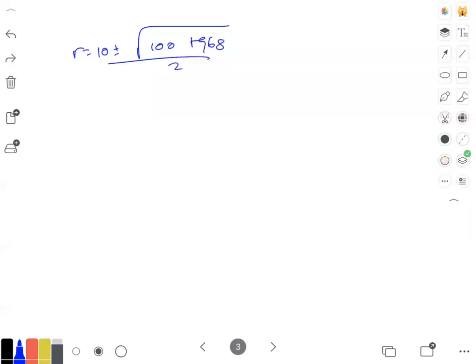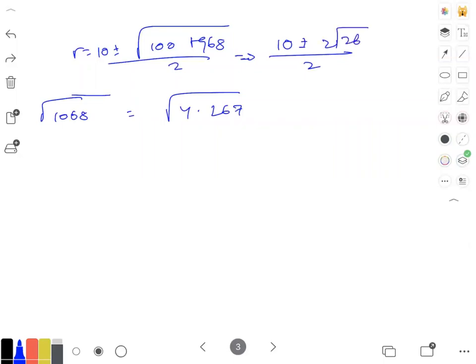Divided by 2. So 10 plus or minus root 1068, let's see, that should be divisible by 4. And then if you divide by 4, you get 267. 267 looks prime. So it's not divisible by 2, divisible by 3, it is. So let's just see if when we divide by 3, it becomes a prime.